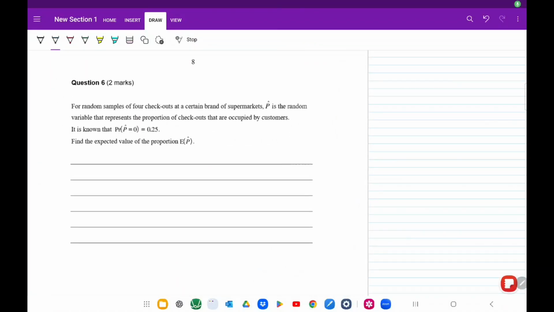Question 6 talks about proportions, and with this proportion, we're asked to find the expected value. Now, checkouts that are occupied by customers. This one's a bit of a tricky one because we need to understand that we can apply the binomial theorem with this one, but we're talking about this value here, which is the probability of 0, which indicates that we can use a binomial distribution.